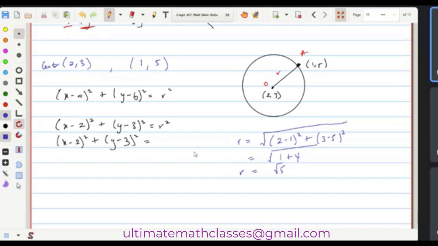So let me put it over here where r is equal to the square root of 5, so leaving the square root of 5 squared. Expanding this gives you x squared minus 4x plus 4 plus y squared minus 6y plus 9, is equal to 5. Sorry, I made a silly mistake this time. It wasn't intentional. Are we good with that one?